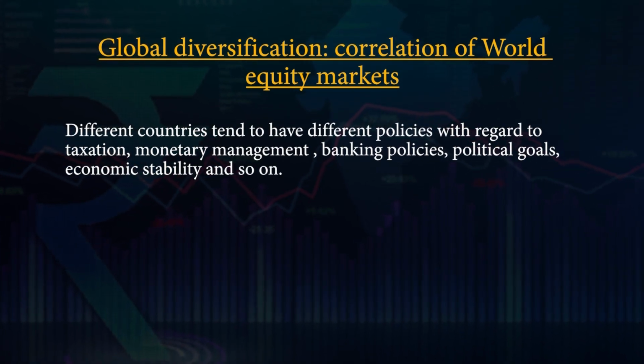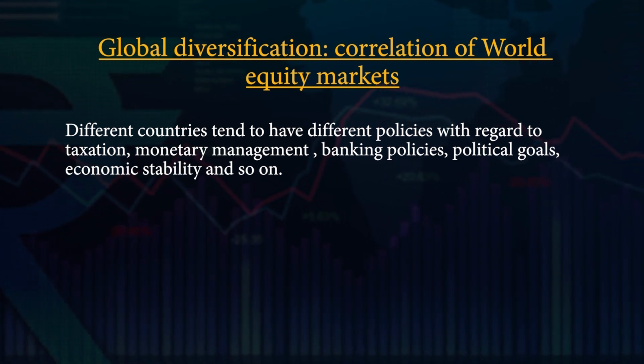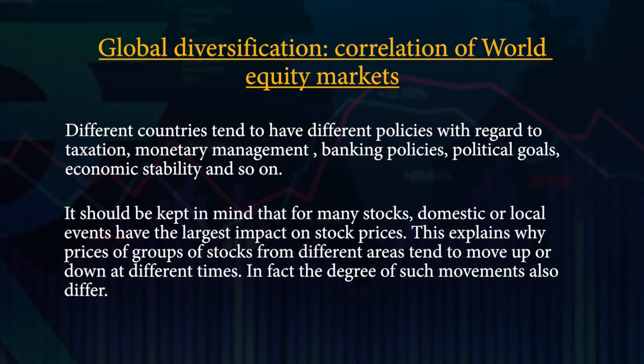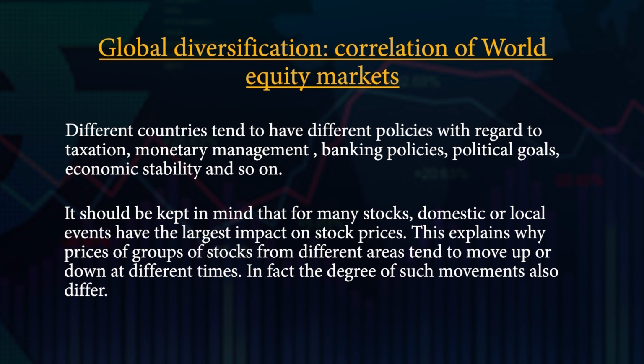Now, here we come to various points. Different countries tend to have different policies with regard to taxation, monetary management, banking policies, political goals, economic stability, and so on. It should be kept in mind that for many stocks, domestic or local events will have the largest impact on the stock prices. And this really explains why prices of groups of stocks from different areas tend to move up or down at different times. They don't move at the same time. In fact, the degree of their movements is also not the same. And this phenomenon gives investors the opportunity to diversify away a certain amount of risk in individual countries and create the benefits of international or global investing. That means basically it's the diversification of the portfolio that really comes into play.